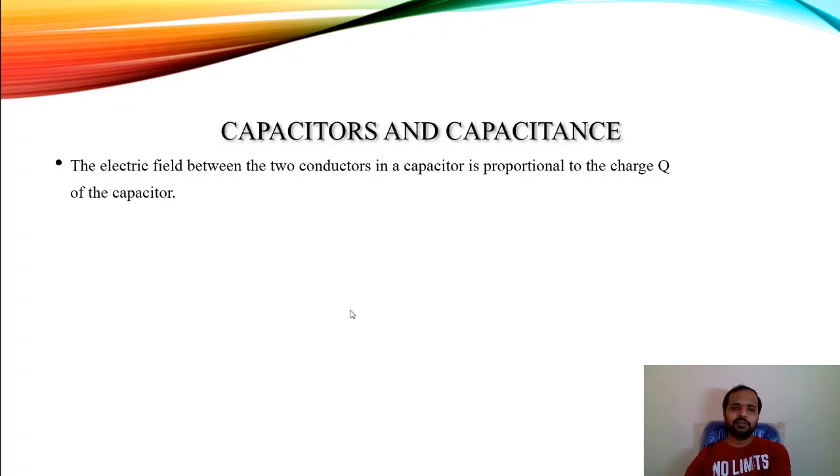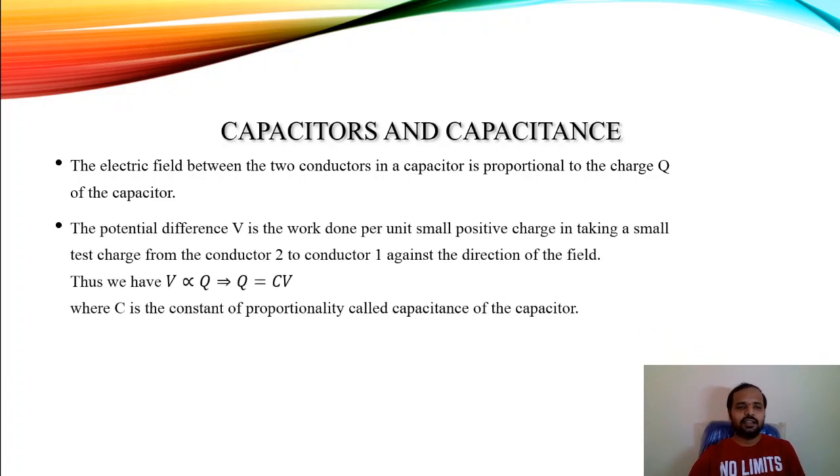Now, the electric field which exists between the two conductors is usually proportional to the charge Q of the capacitor, and due to this, you also can say that the potential difference, that is, we already know that the electric field and the potential difference will be proportional to one another, and as a result, the potential difference, which is nothing but the work done per unit small positive charge in taking a small test charge from conductor 2 to conductor 1. Now we have two plates. Between this we have the potential difference.